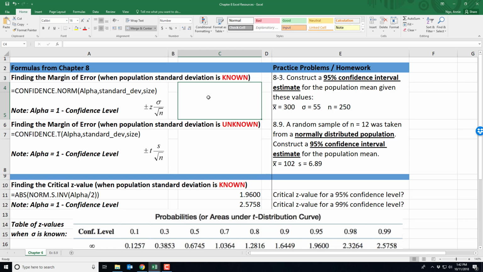So let's do problem 3 from the homework and from the lecture. It says to construct a 95% confidence interval estimate for the population mean given a sample mean of 300, a population standard deviation of 55, and a sample size of 250. So I'll type in equals confidence.norm. And so our alpha is going to be 1 minus the confidence level of 95%, so it'd be 0.05, comma, we want the standard deviation given to us at 55, and our sample size of 250. We will close out and hit enter, and so our margin of error is 6.82.